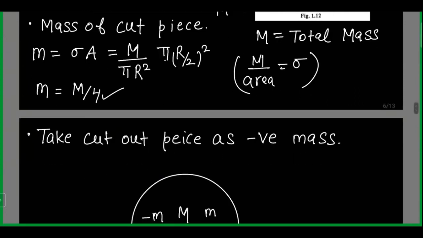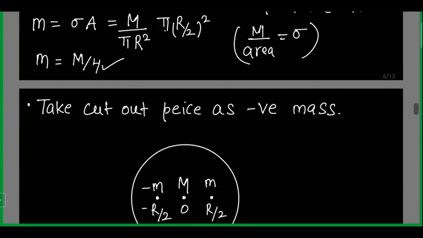Then the concept comes into picture. The concept says, if you cut down any piece, then assume the mass of that cut out piece to be negative, because the presence of mass is positive, but the absence of mass means negative mass. If the mass is absent, it means you have a negative mass at that place. Okay, so that is a concept which we will use.